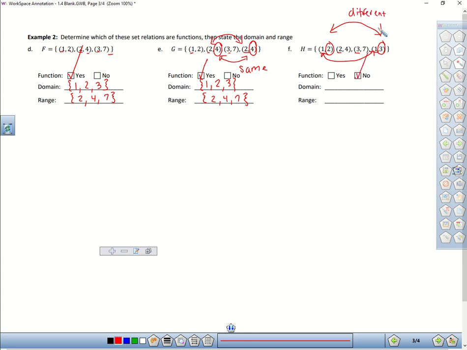So this one is not a function, but relations can still have domains and ranges. So I'm going to list it out. That's going to be 1, 2, and 3. And my range is going to be 2, 4, 7, and 3. So 2, 3, 4, and 7. You want to write these in increasing order if possible.